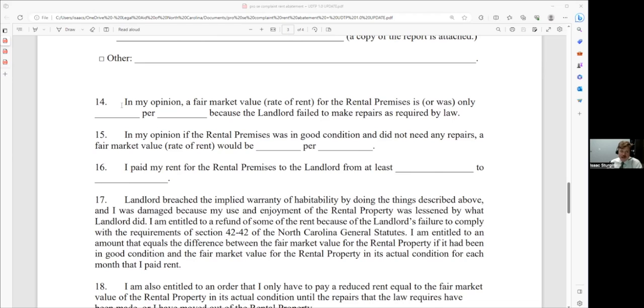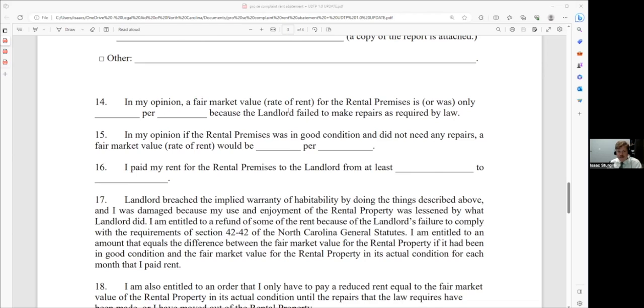And then going up here, on 14, in my opinion, a fair market rate of rent for the property was only, let's say, I think because of this mice problem I had to deal with for so long, that even though I agreed to pay $1,200, it's only worth, in my opinion, $900, right? So I could put $900 per month because the landlord failed to fix that problem.